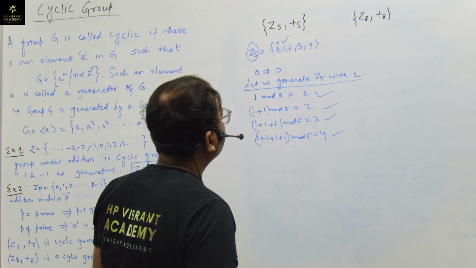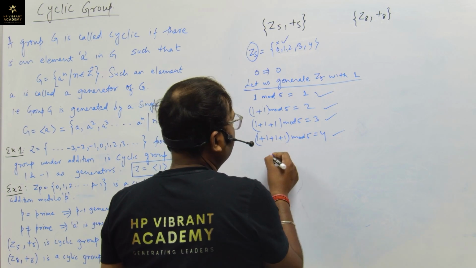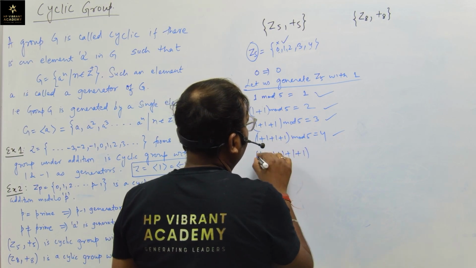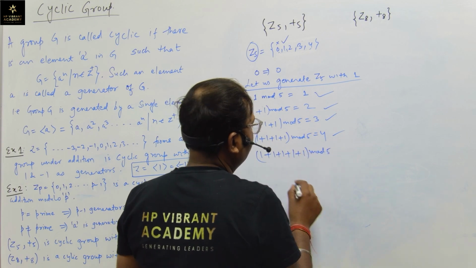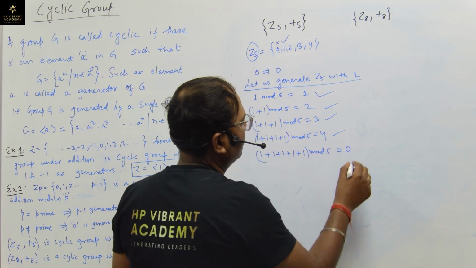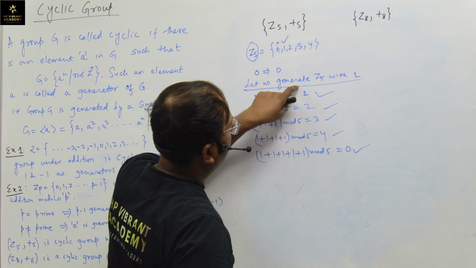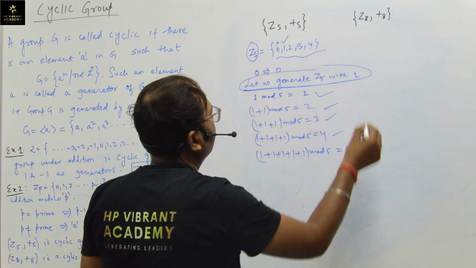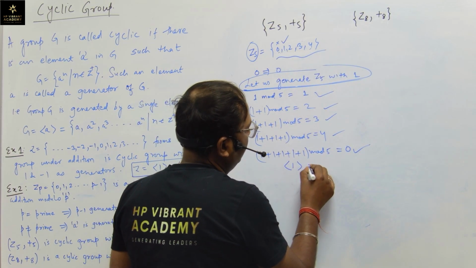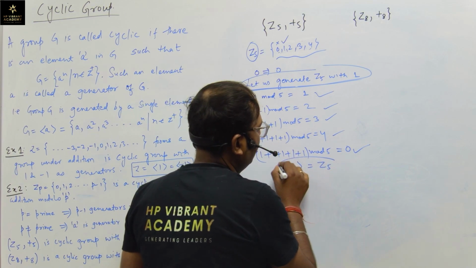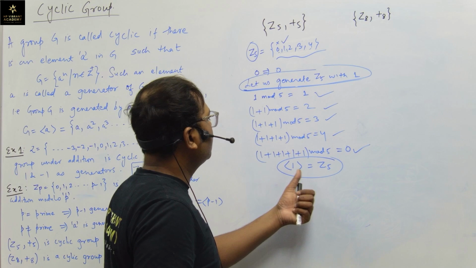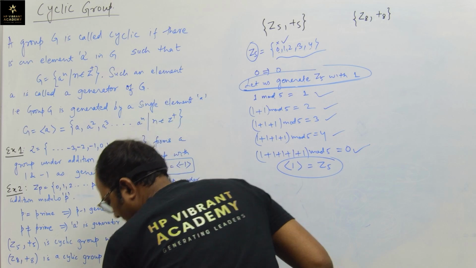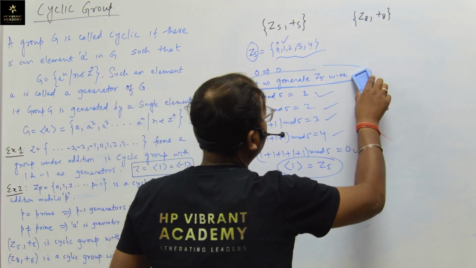Now let us operate this 5 times. So this is 1 plus 1 plus 1 plus 1 plus 1 mod 5, which is 5 mod 5, so the remainder is 0. So we get 1, 2, 3, 4, 0. So 1 is generating all the elements of Z5. This means 1 is a generator of the group Z5. Now let us generate Z5 with 2.